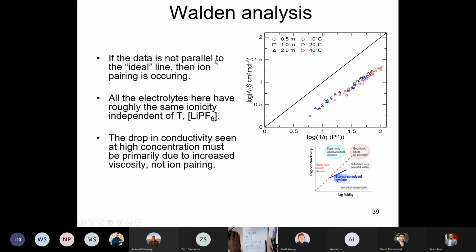Okay, so if the data is not parallel to the ideal line, ion pairing is occurring. So all the electrolytes here have roughly the same ionicity, independent of temperature and independent of LiPF6 concentration. So from that, you conclude the drop in conductivity at high concentration is due to viscosity, not ion pairing. So I've talked about that already.